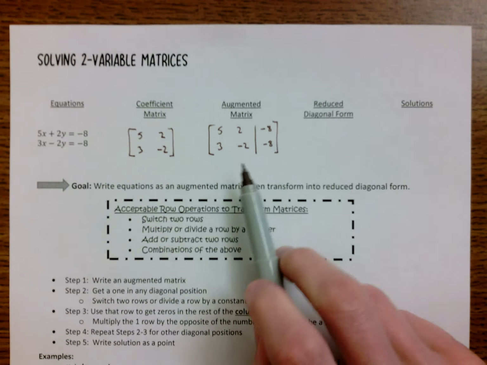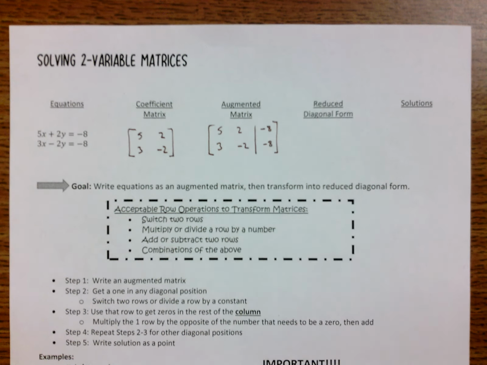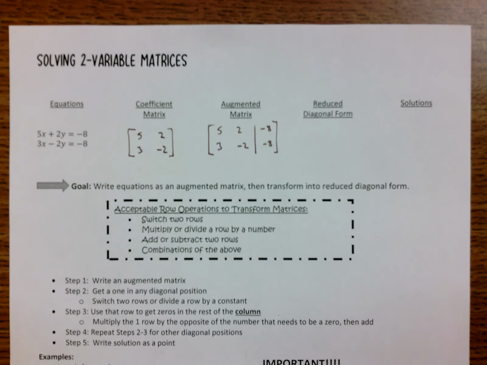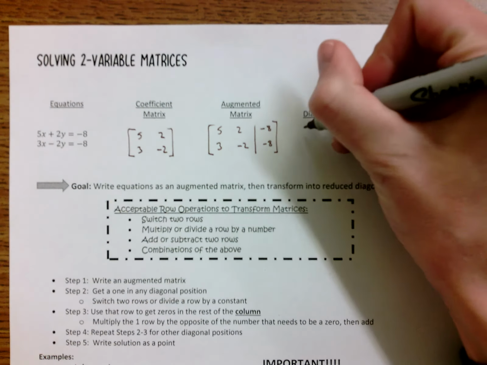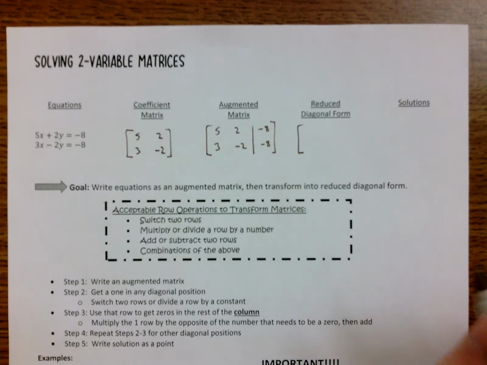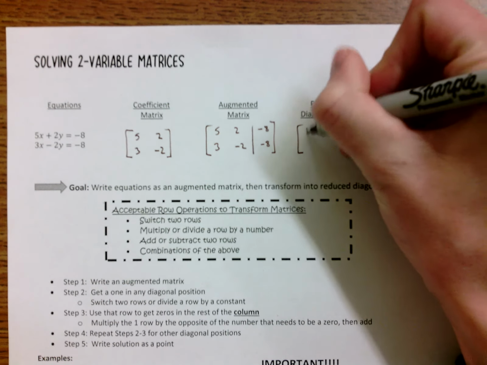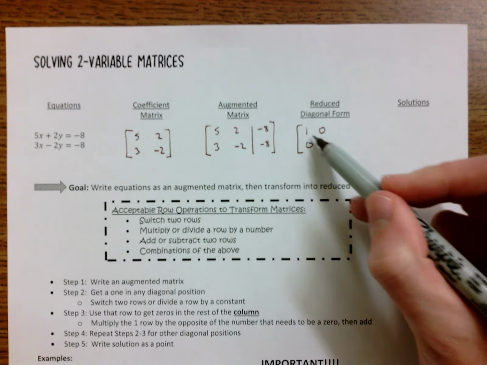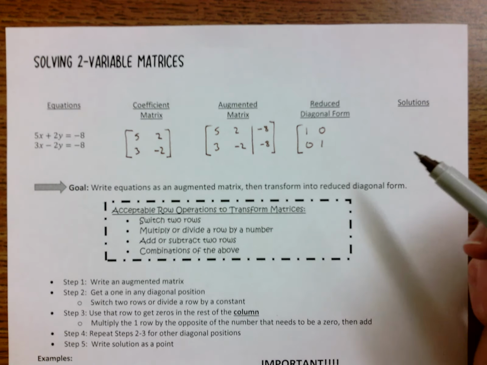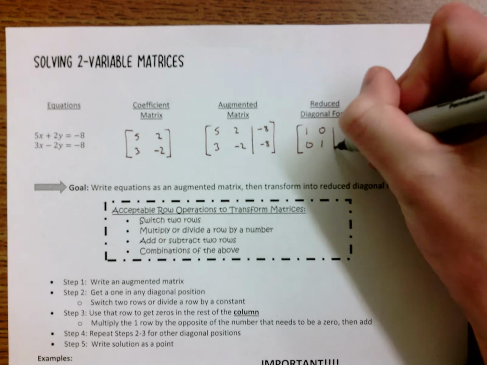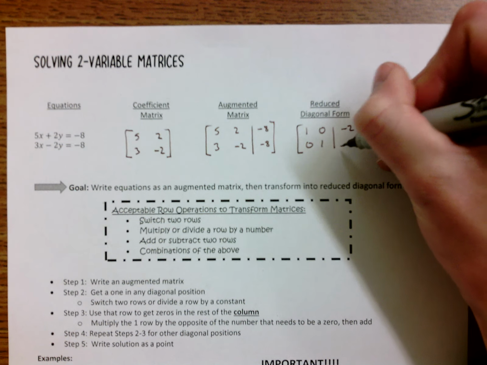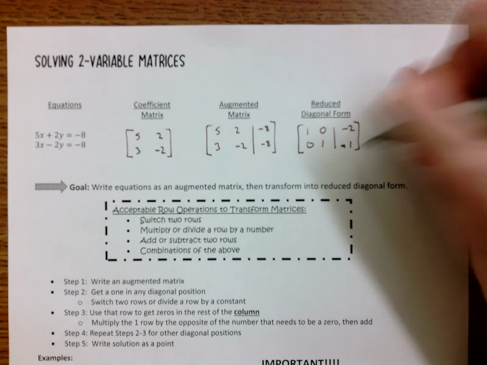So our first thing that we're going to do is write this augmented matrix, and then we're going to use some different steps to transform this into something called reduced diagonal form. Okay, so here's what that's going to look like. Same sort of setup where we're going to have our grid, but the numbers in our grid are going to be 1, 0, 0, 1. So you get ones on the main diagonal and zeros everywhere else. Okay, and then our answers will be whatever our answers happen to be. In this particular problem, the answers are -2 and then +1. So it would look like that.